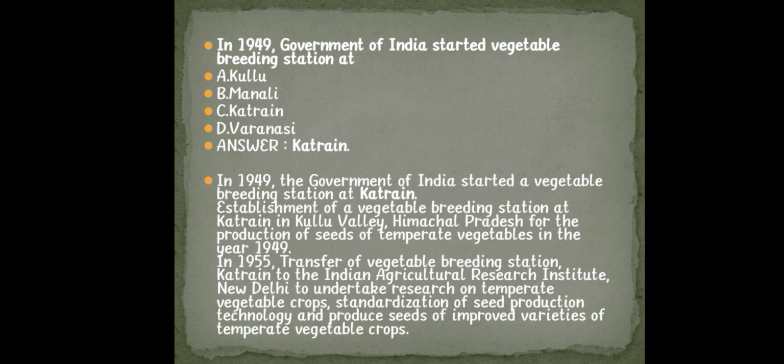The next question: in 1949, the Government of India started a vegetable breeding station at? Option one Kullu, second Manali, third Katrain, last Varanasi. And the answer is Katrain. So in 1949, the Government of India started a vegetable breeding station at Katrain, in the Kullu Valley, Himachal Pradesh, for the production of seeds of temperate vegetables.